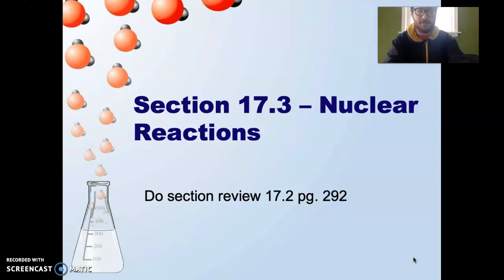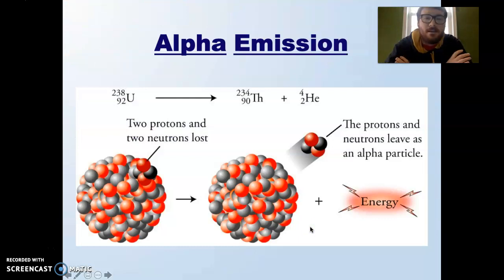Alright, nuclear reactions. Let's get down to business. 3 types: alpha, beta, and gamma emission. Or your textbook calls it alpha, beta, and gamma decay. Same thing. Alpha decay is when you lose 2 protons and 2 neutrons. 2 protons, 2 neutrons. That sounds a whole lot like helium. Helium has 2 protons. Well, it is.